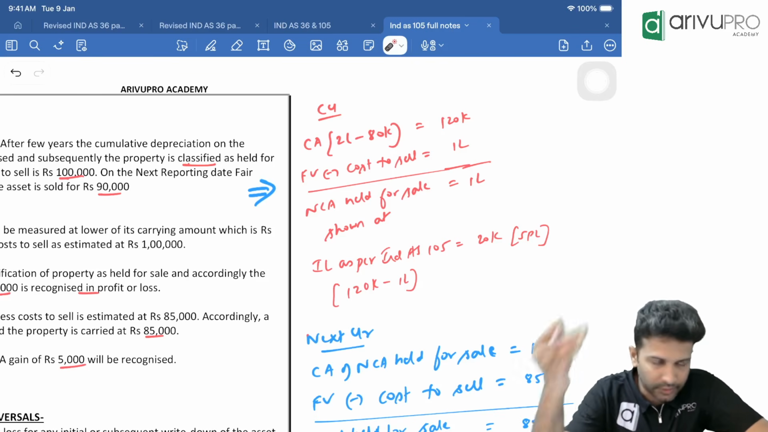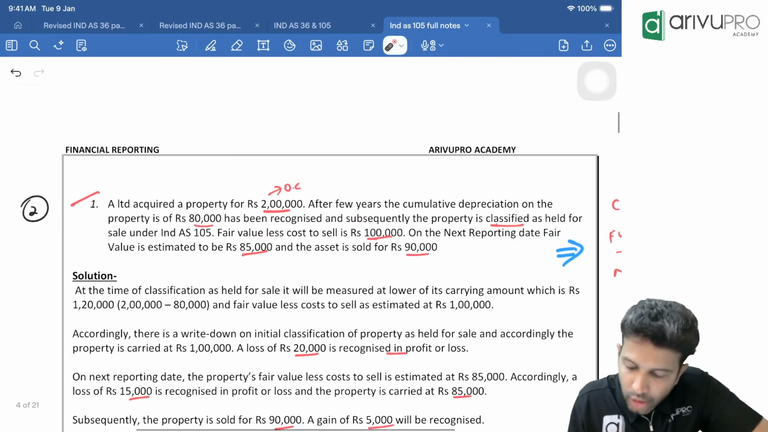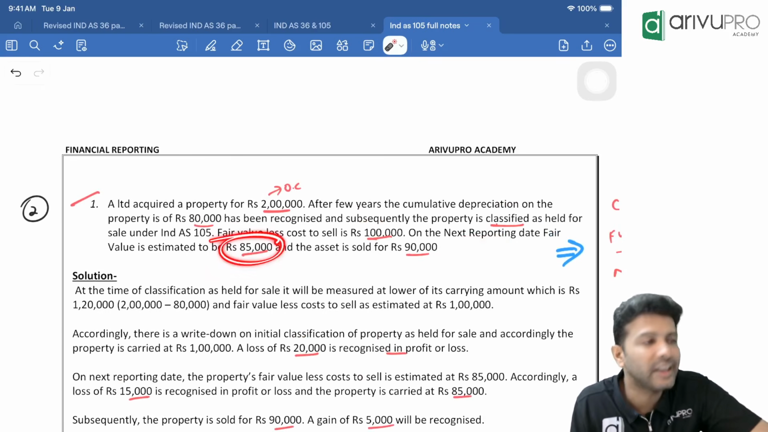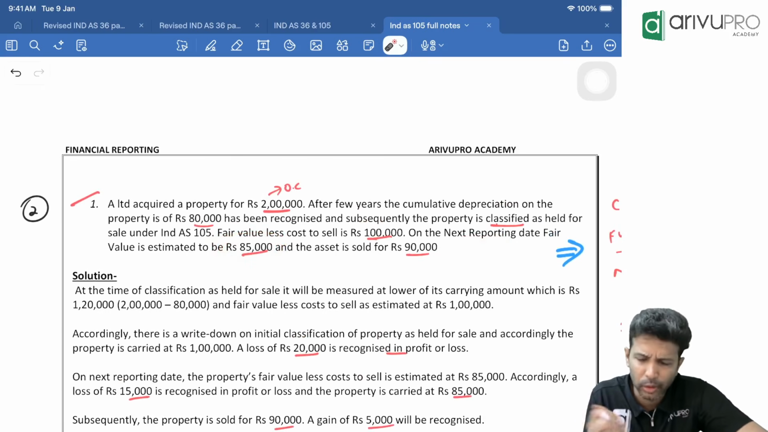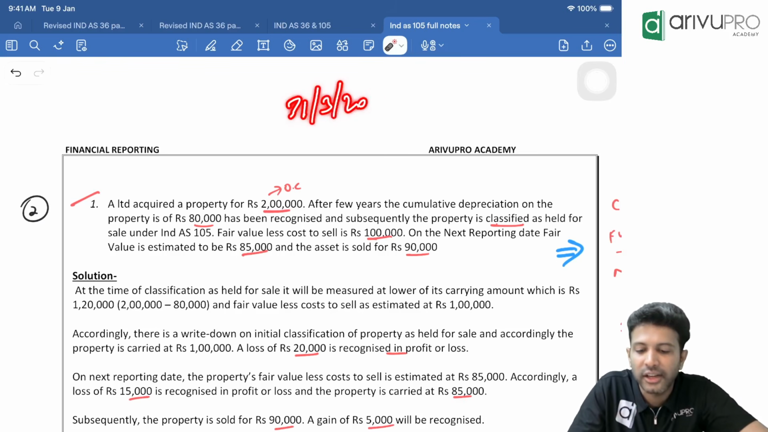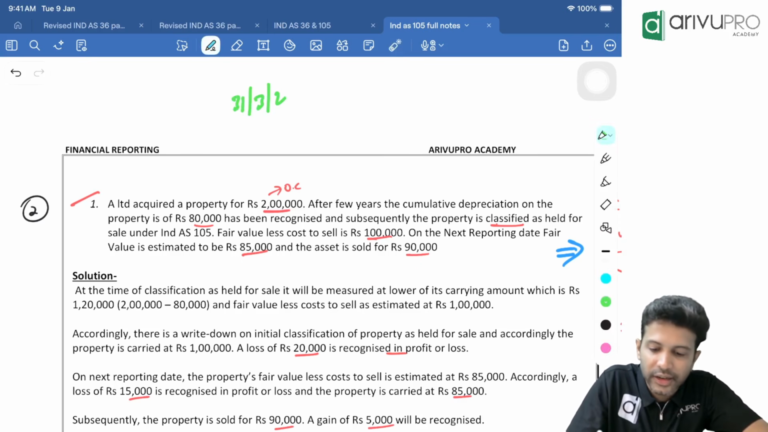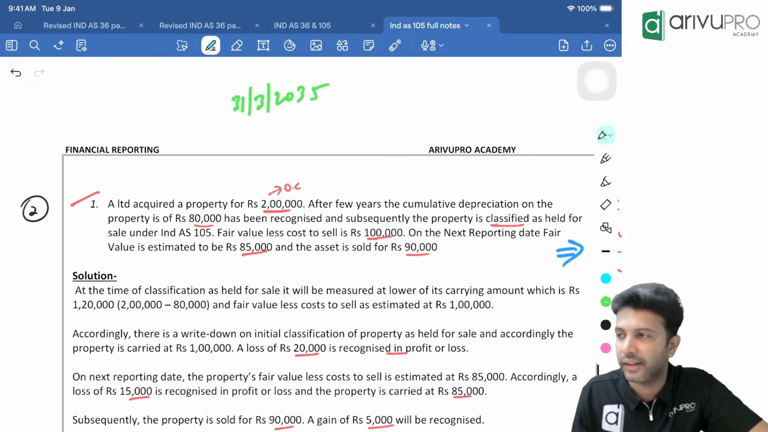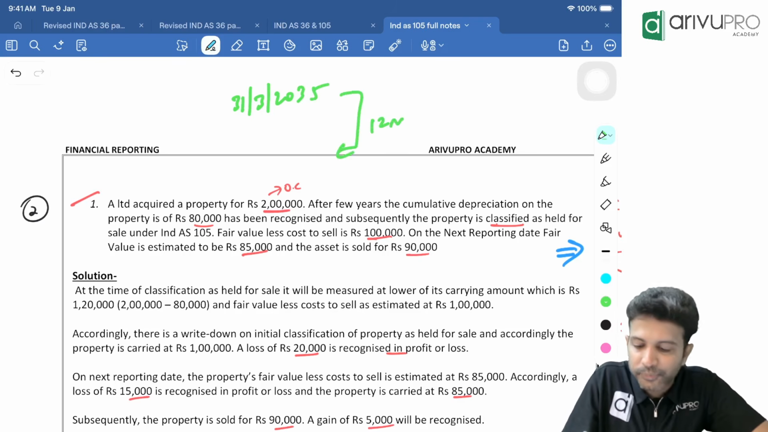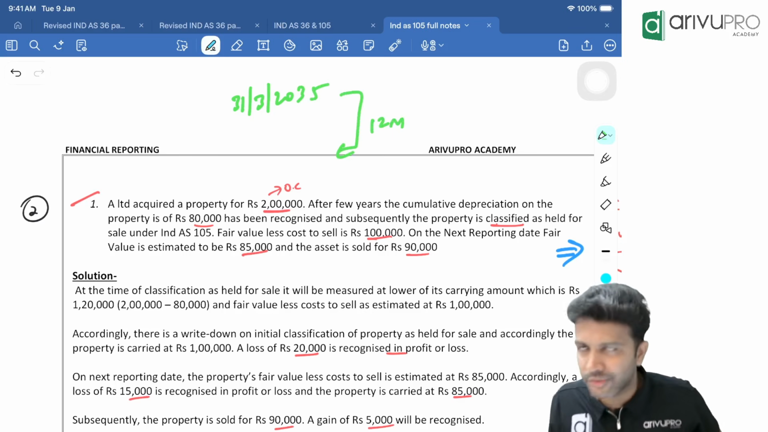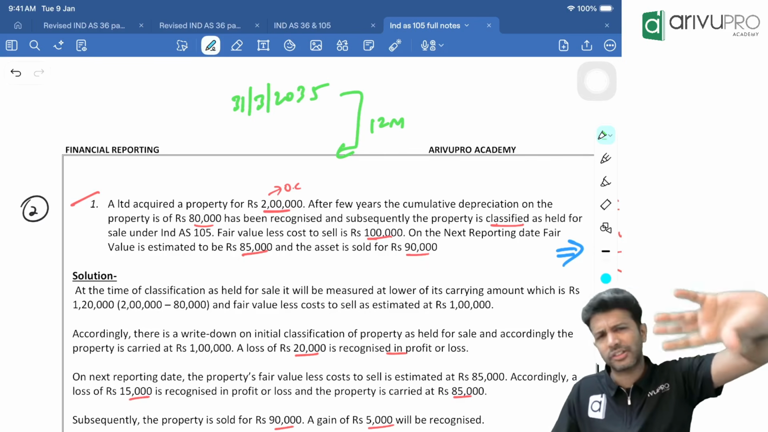Fine. Okay, they've given some other points. Let's read it. On the next reporting period, fair value is 85,000. Now they're saying possible, no. If an asset is getting classified as held for sale on 31st March, say 31st March 2035, anyway we have 12 months, no? Because one of the criteria for you to apply Ind AS 105 is that within 12 months you need to sell the asset.